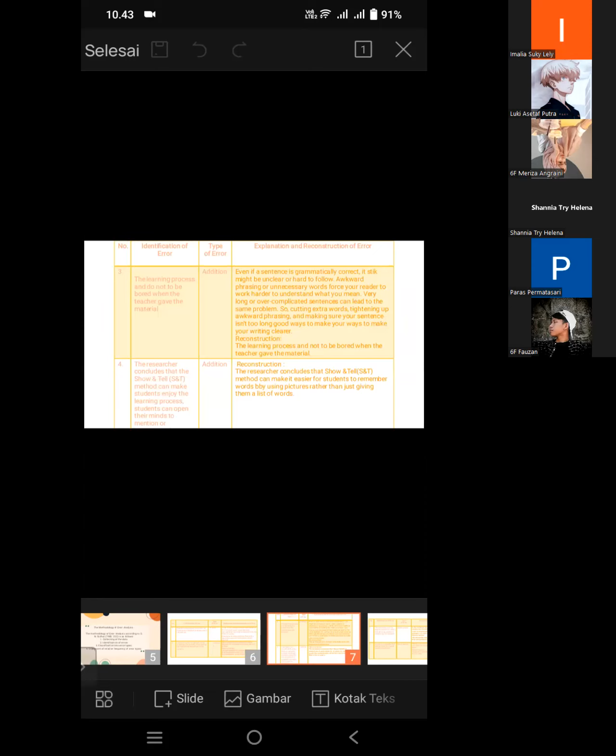Third, the learning process and do not to be bored when the teacher gave the material. Type of error, addition. And fourth, the research concludes that the show and tell method can make students enjoy the learning process. Students can open their minds to mention. The type of error is addition. Explanation.